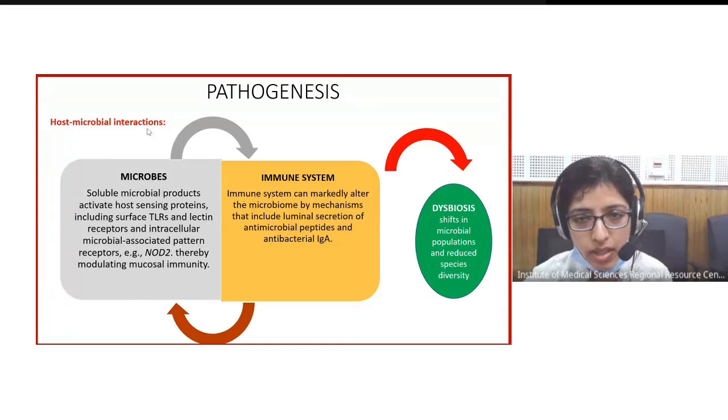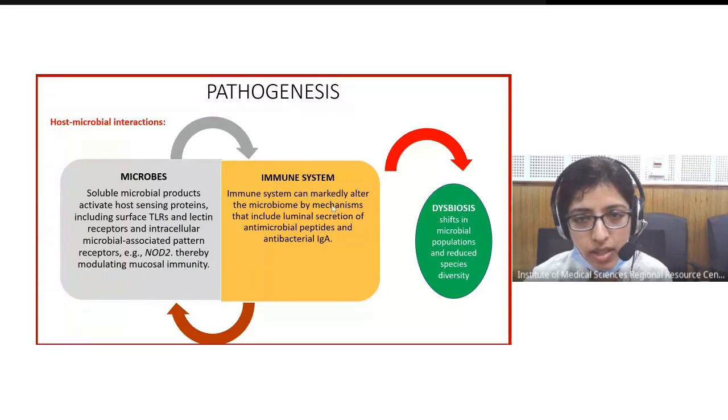It keeps evolving, and our immune system also exerts an influence on the microbiome. So basically, these interactions are quite dynamic and they keep evolving with time. Microbial products activate the cells of our immune system through toll-like receptors and lectin receptors, and also some intracellular receptors called microbial associated pattern receptors, which is NOD2. So they keep modulating our mucosal immunity.